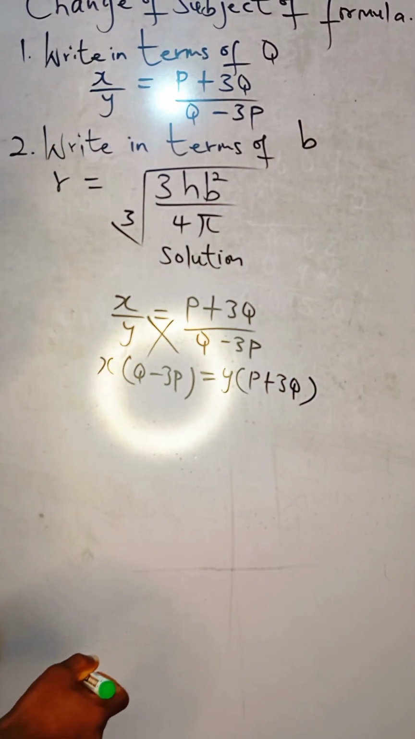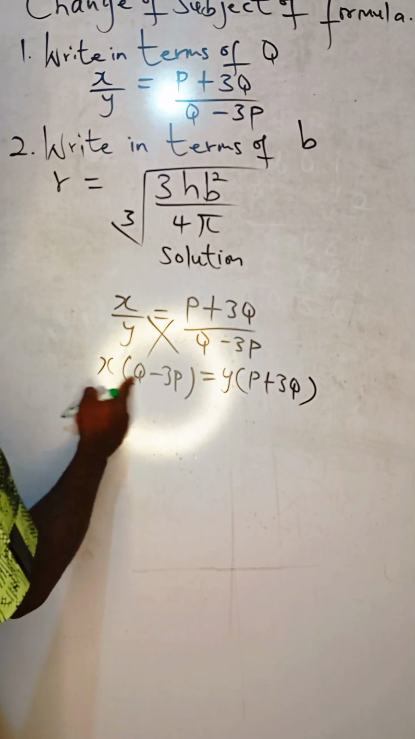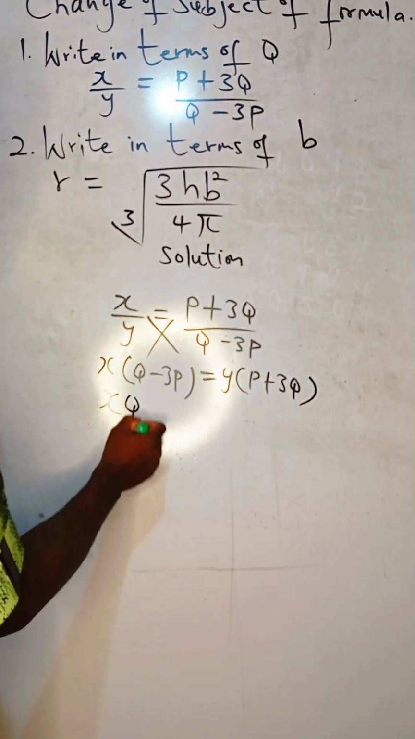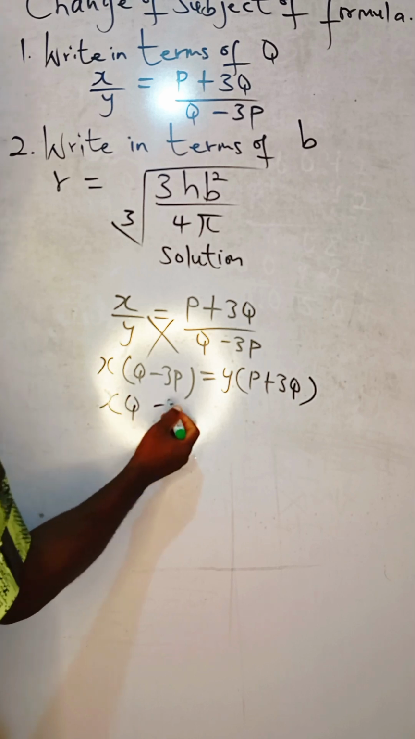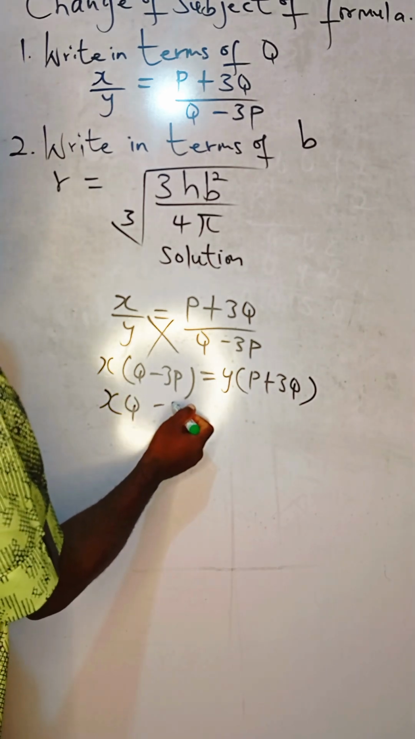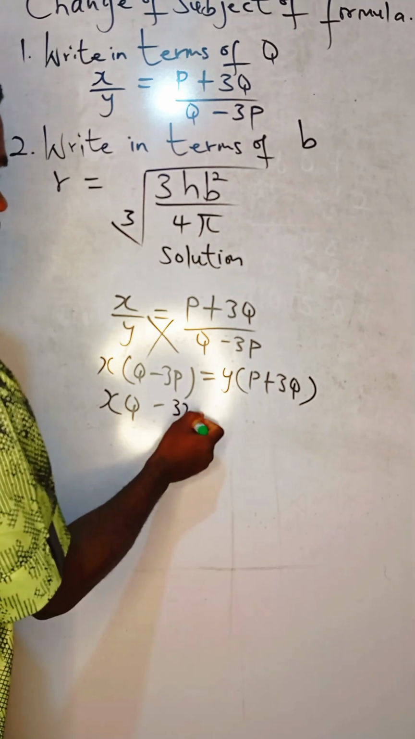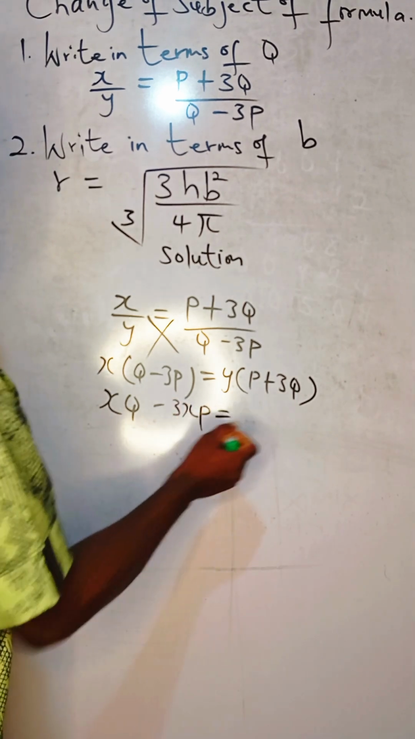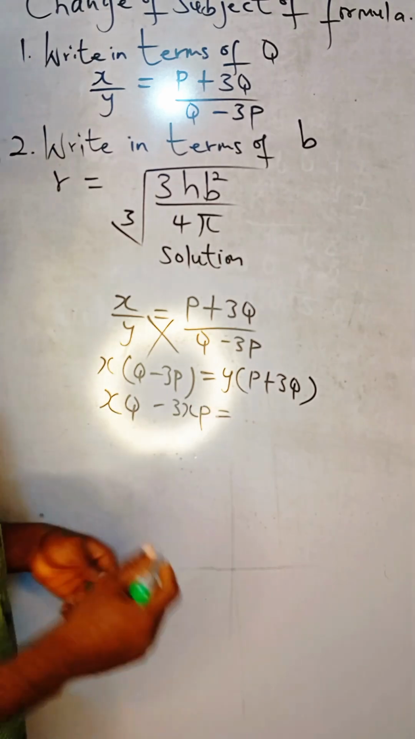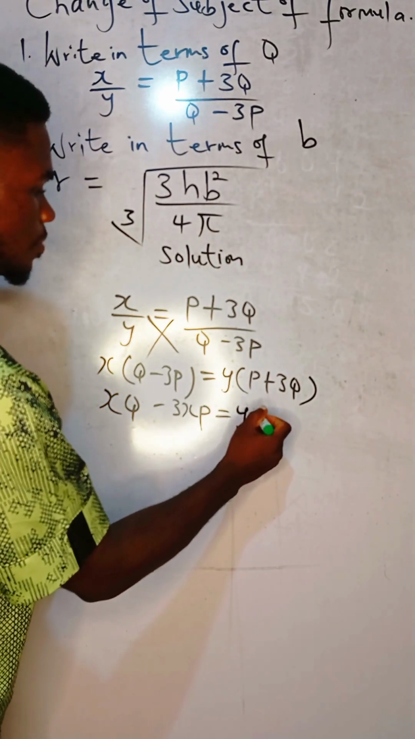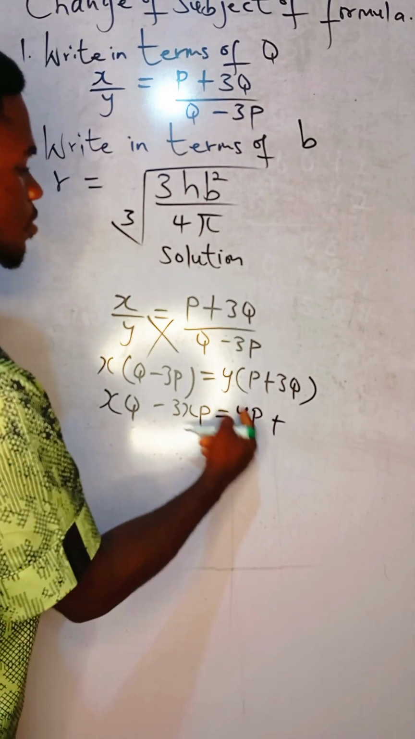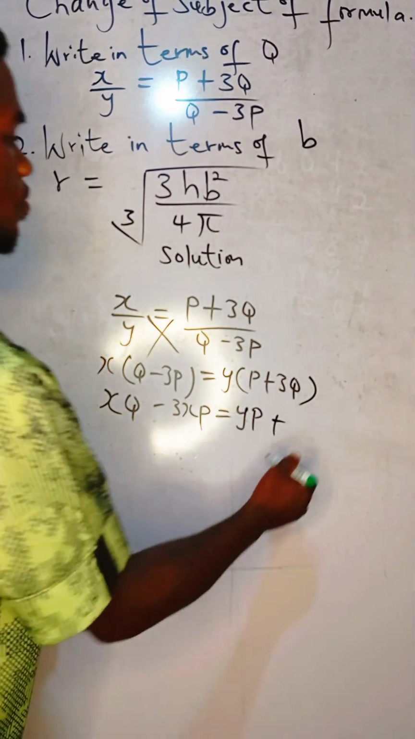So that when you now open the bracket, you are going to have x times q give you xq minus x times 3p give us 3xp, which is equal to, you come to the right hand side, y times p, yp plus y times 3q will give us 3qy.